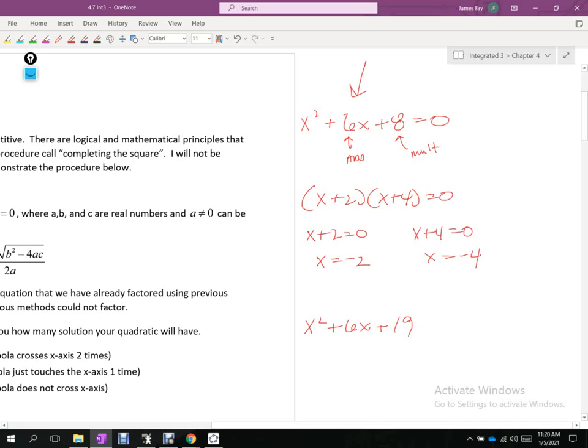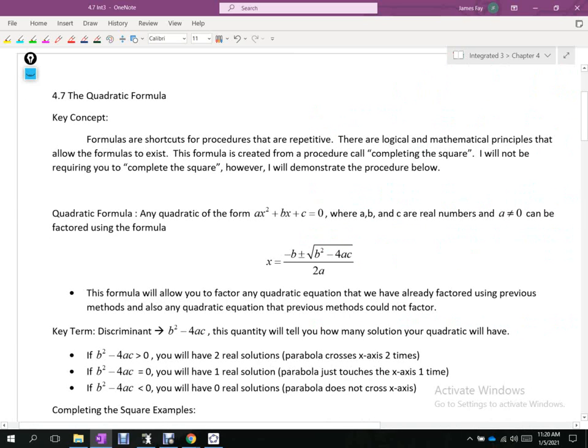The quadratic formula, I like to refer to it as the catch-all. It's my safety net. If I don't know how to factor something, I plug it into this and it will factor for me. That makes sense? Okay. You can use this 100% of the time, or you can use it when you see fit. Okay. Maya, do you have a question?